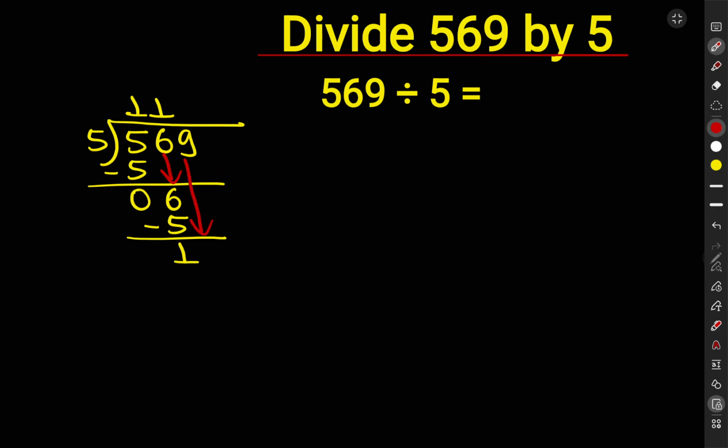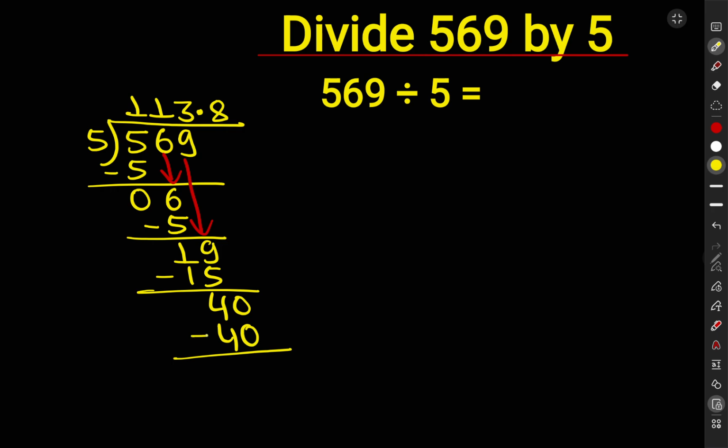So again we put down this 9 and it is 19. 5 times 3 is 15. On subtracting we get 4. So now we have no other number to put down. So we take here a decimal, so that we put 0. So it is 40 and 5 times 8 is 40. On subtracting we get 0.